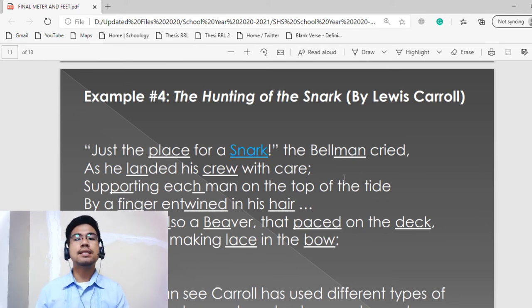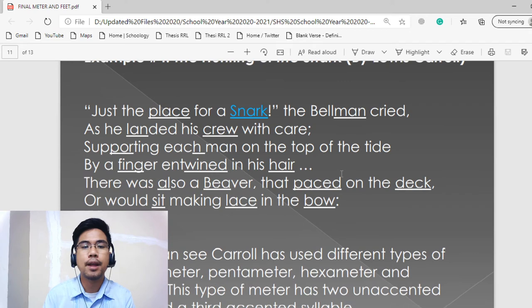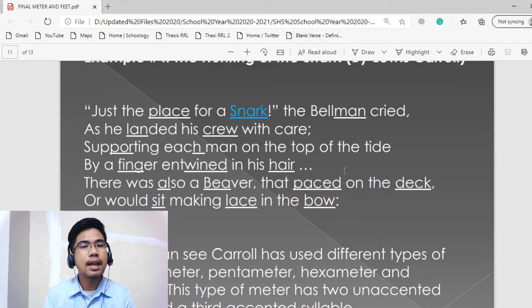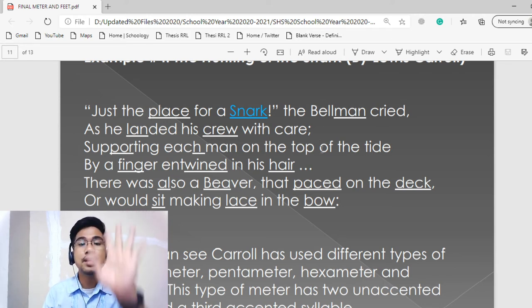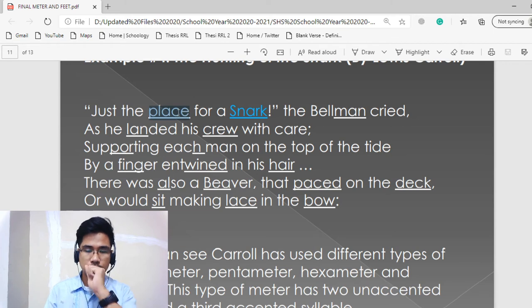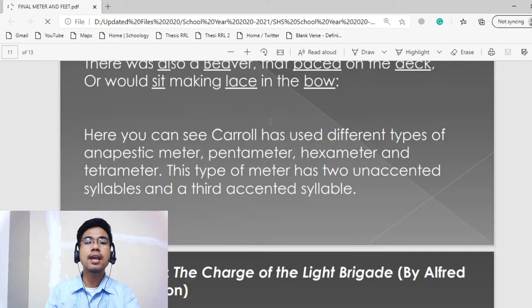Example number four. This is The Hunting of the Snark by Lewis Carroll. Here is an example of an anapestic meter. What is the pattern of an anapestic meter? Unstressed, unstressed, stressed. The underlined words signify the stressed syllable. The words place, snark, and bell-man signify the stress mark. So if we are going to read the first line, "Just the place for a snark, the bellman cried." So this is unstressed, unstressed, stressed. So that is an anapestic meter.